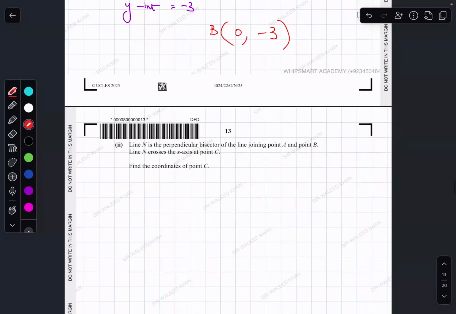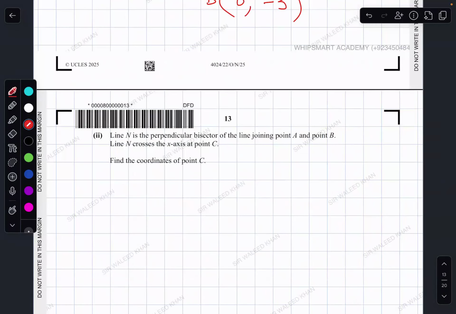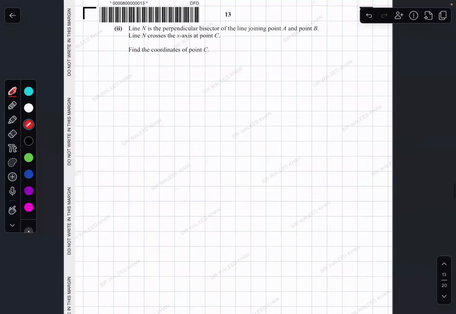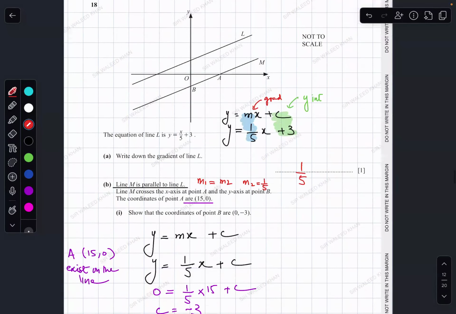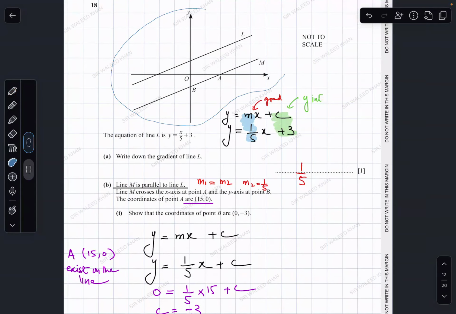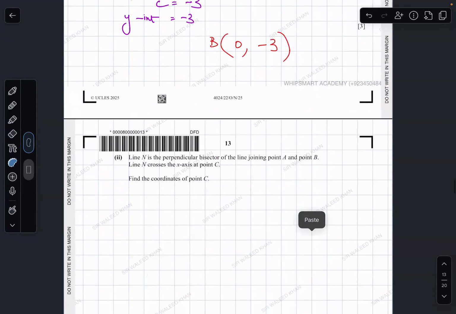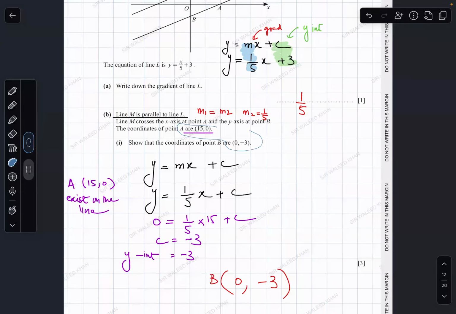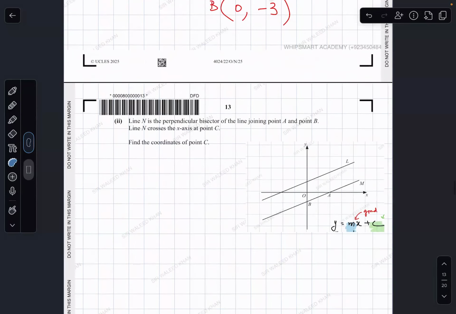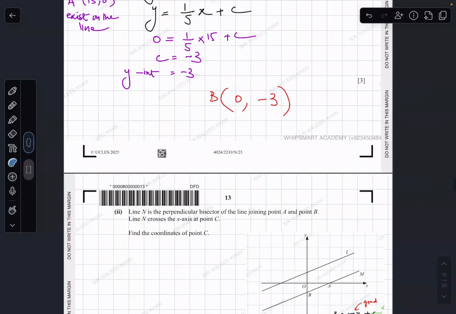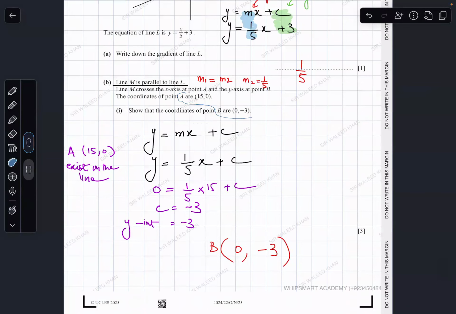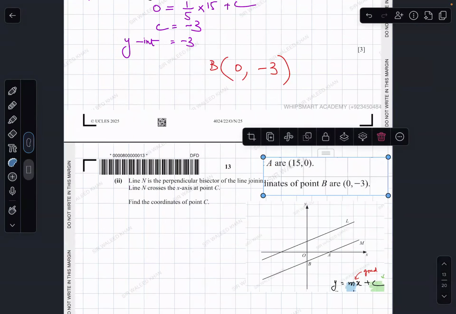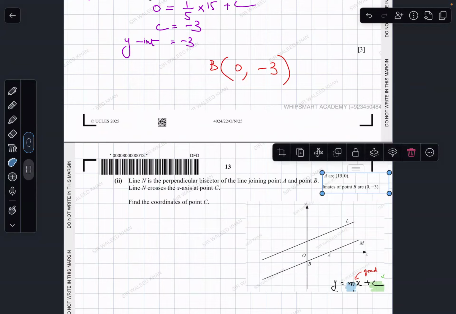Okay. Question number 2. Line L is the perpendicular bisector of the line joining point A and point B. Line L crosses the x-axis at point C. Find the coordinates of point C. So it's a 5-mark question. I will just copy this and you see what you can use. I'm giving you 4 minutes for this. Work it out, show me something. Point A and point B are over here. So just work it out. Giving you 4 minutes, start.